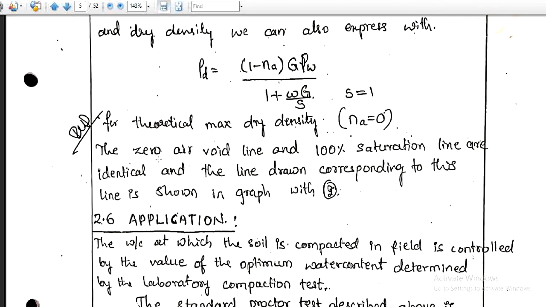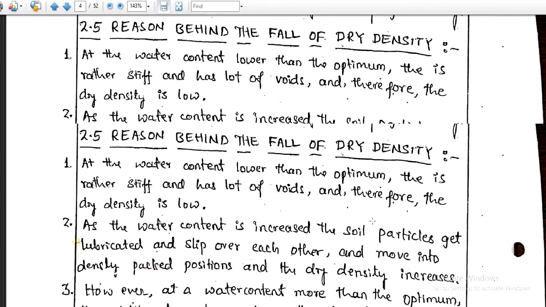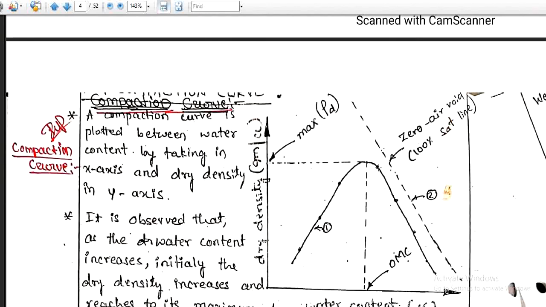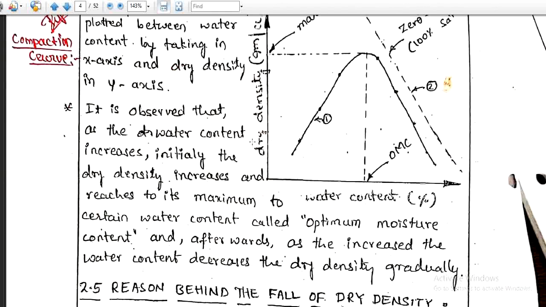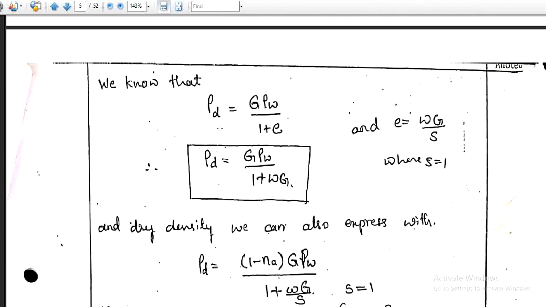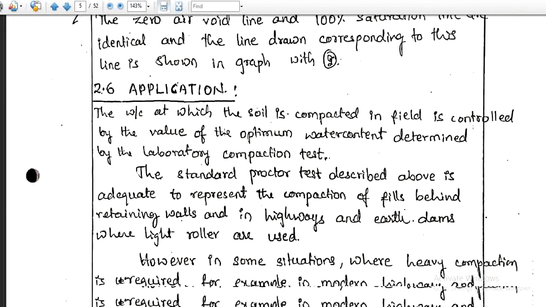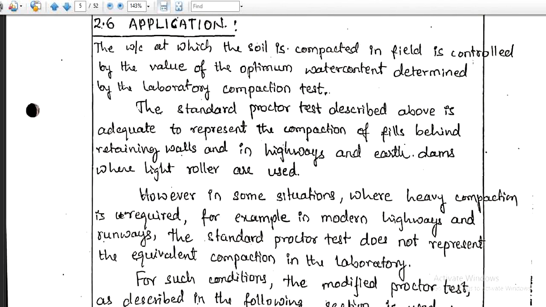Whatever the space which is remaining between the particles, that is voids, are filled by water. So they both are same. So the zero air voids line will always be away from this particular curve. So you can see this is the zero air voids line, the 100% saturation line. So we'll move further to where this particular test is applicable.